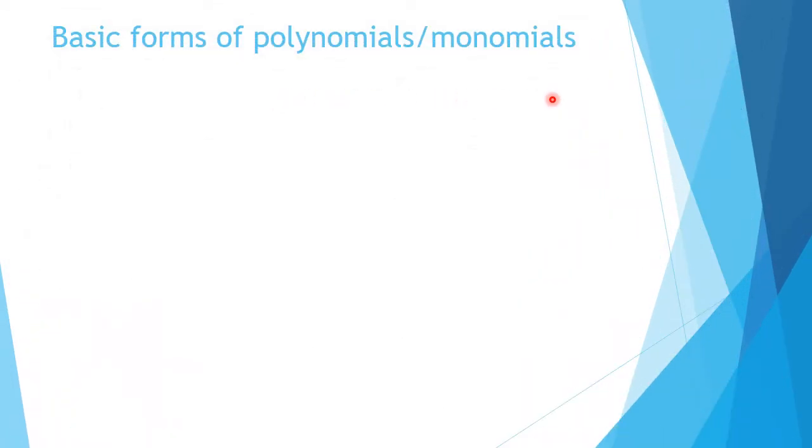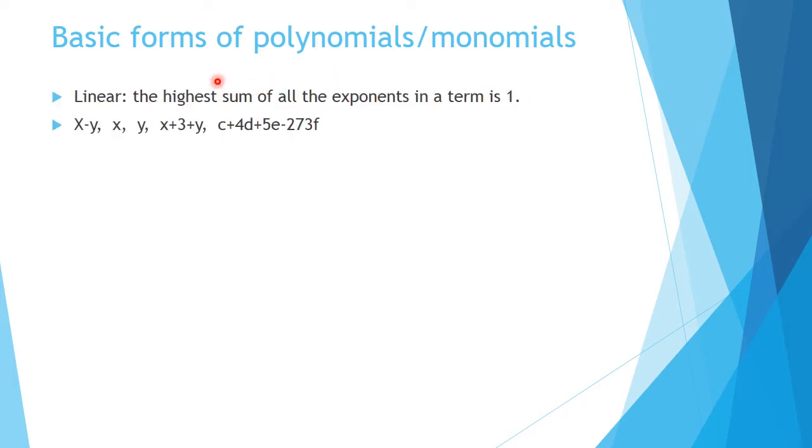Polynomials are grouped by their exponents. So linear is basically when the highest sum of all the exponents in a single term is 1. So x is actually x to the 1, so that'll be linear. And x plus 3 plus y, the highest sum of the exponents in any term is 1. For x it will be 1, for 3 it will be 0, since 3 is actually 3 times a variable to the 0, and y is to the first.